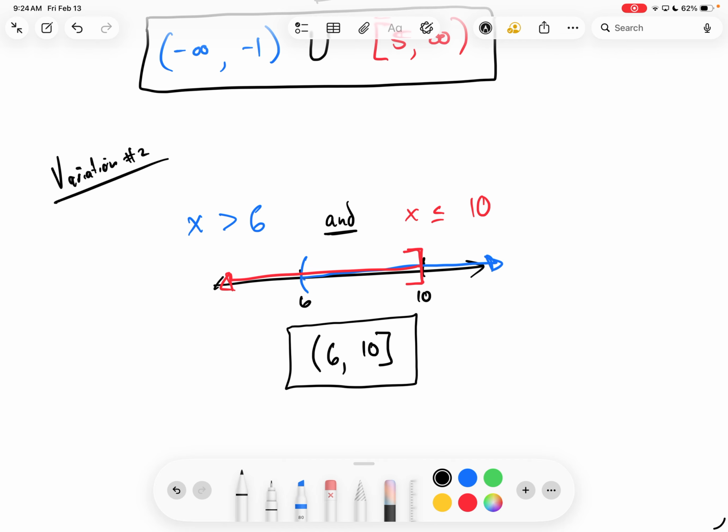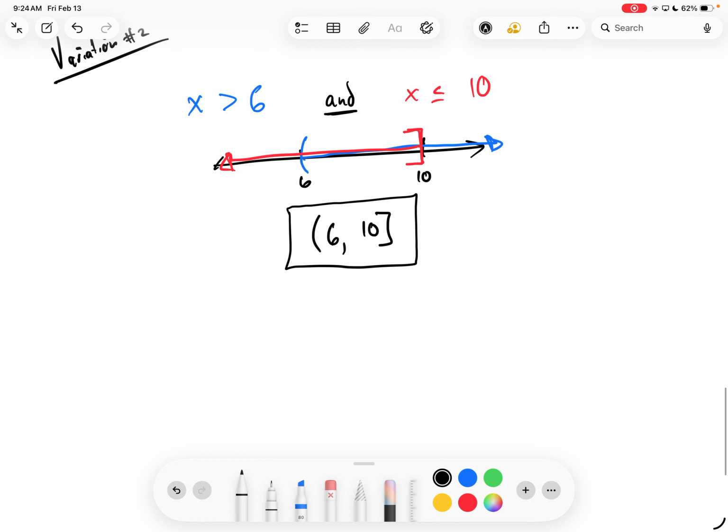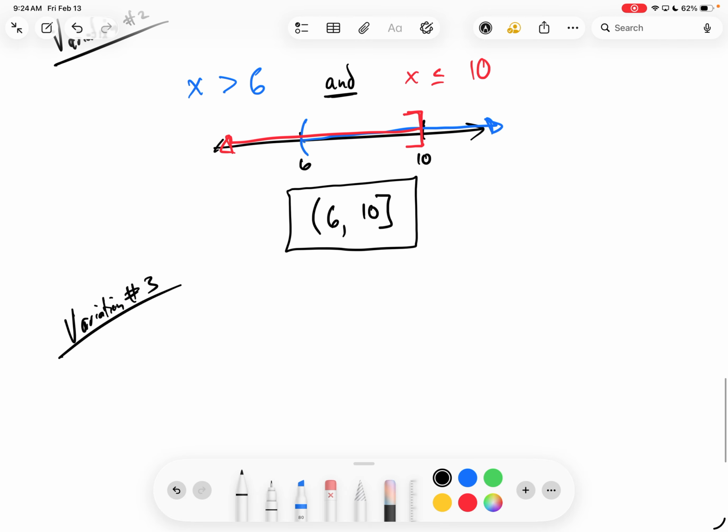Okay. The only other variation I can think of off the top of my head right now is, let's do that same problem, but with "or." Well, I might do one more variation then.